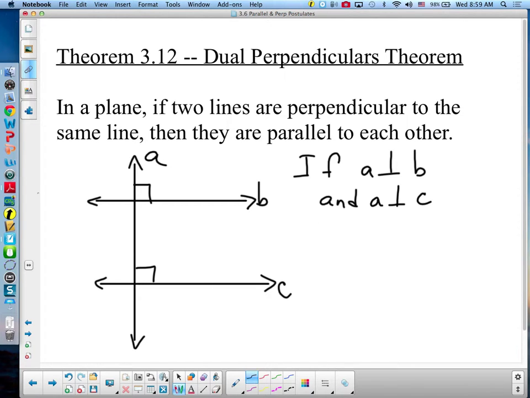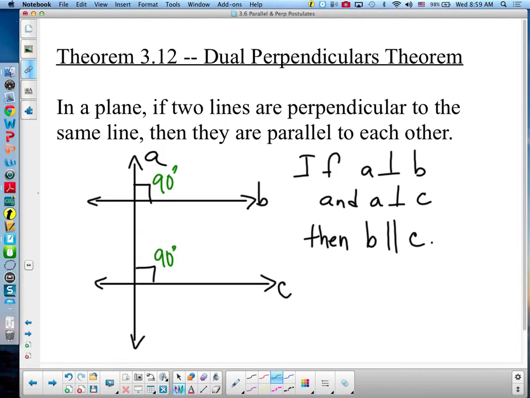Then, what's the conclusion say? That they are parallel to each other. They, B and C in this picture, are parallel to each other. Not that B and C are perpendicular to each other. B and C are parallel to each other. Now this one you can reason through with the converse of the corresponding angle postulate. Because if this angle is 90 and its corresponding angle is 90, that converse said then the lines will always be parallel.